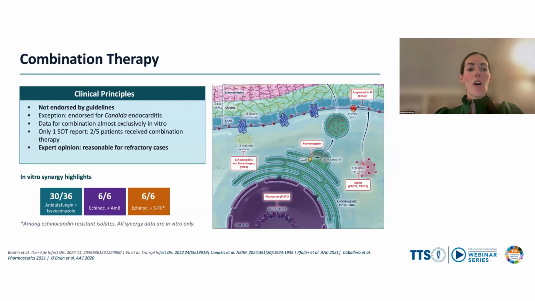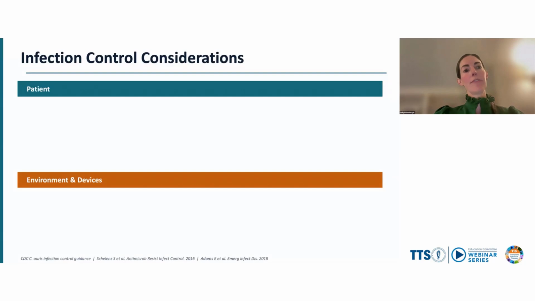So as I mentioned, really all of the data for combination therapy is in vitro, and I've summarized it here in these colorful boxes. So some of the studies have looked at echinocandins with isavuconazole, echinocandins with amphotericin, and even echinocandins with flucytosine among echinocandin-resistant isolates. And synergy was demonstrated at high rates in all of these studies, and there was no evidence of any antagonism. So again, we need some human data really to help us understand what to do, but the in vitro data are promising. So moving away from treatment and now thinking through some infection control considerations.